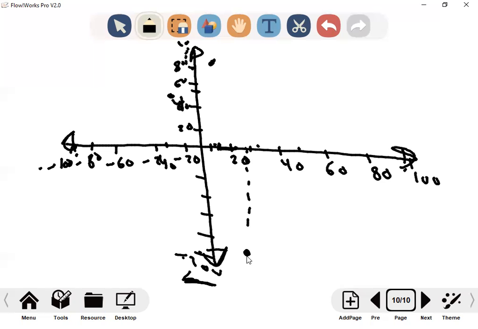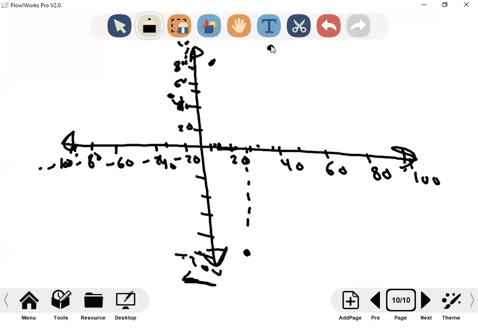Then we have 38 and 95. 38 is close to 40. And what? 95, it's a little bit before the 100, right? Yeah.